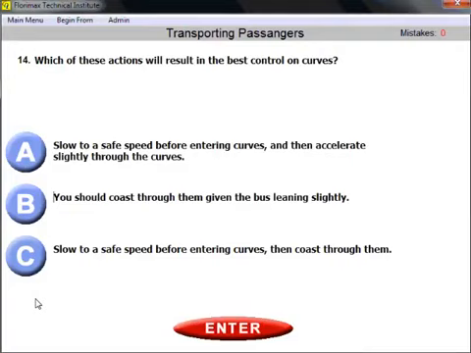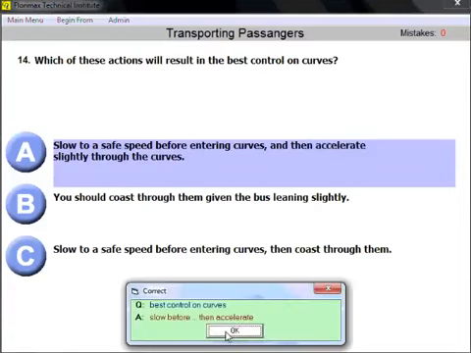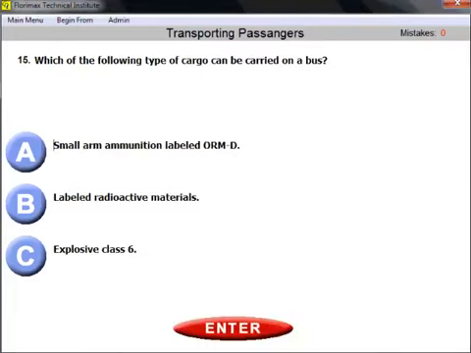Question number 14. Which of these actions will result in the best control on curves? Well, that's a repeated question. It's the same, only the options are shuffled. So again, look for this combination: slow before and then accelerate slightly through the curves. Slow before, then accelerate. Never coast. Never coast.